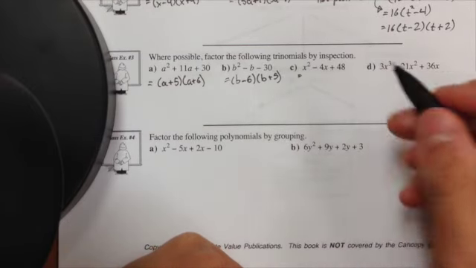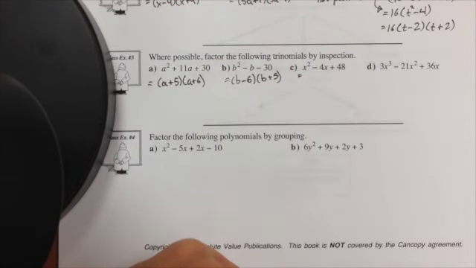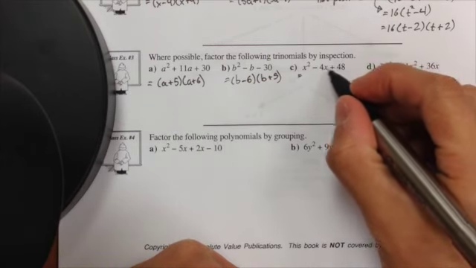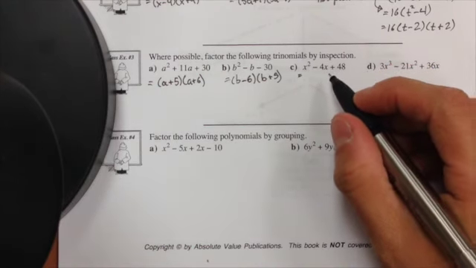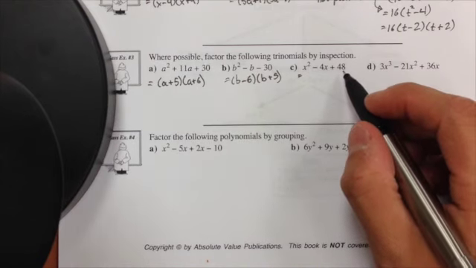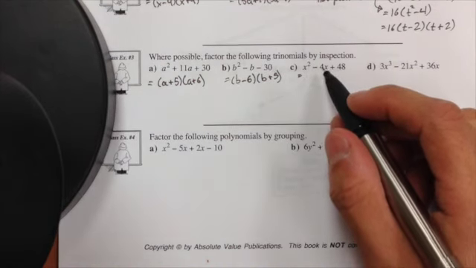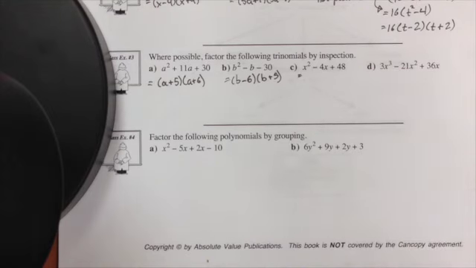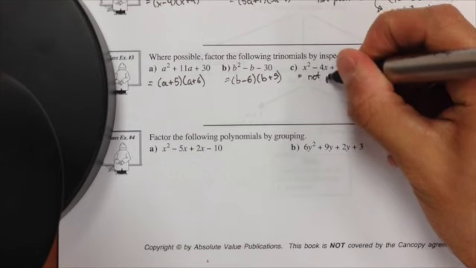X squared minus 4x plus 48. Okay, so if I look at 48 and think about the factors, I have 8 and 6. If I multiply 8 and 6, I cannot get a sum of 4 out of those numbers. So let's think of other numbers. 48 times 1, same thing. I can multiply them and get 48, but I can't add them together or subtract them to get negative 4. And so you're not actually going to find a factor where this is going to work. So again, this one is not possible.